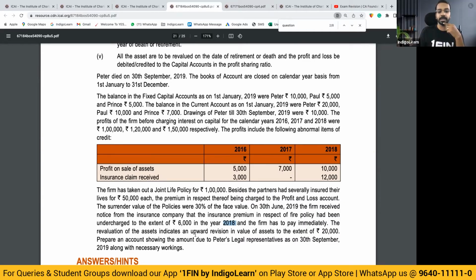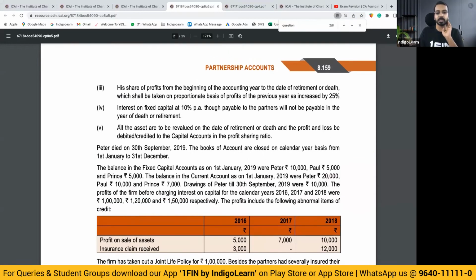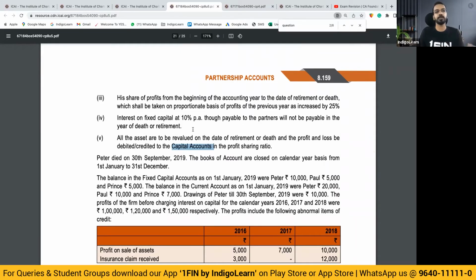Then the revaluation of the asset indicates an upward revision in the value of asset to the extent of 20,000. Prepare an account showing the amount due to Peter's legal representatives as of 30th September. Other than a lot of calculations, and because it is given in a text format, this question is not very complicated. As we take up each adjustment, we'll be able to understand that. Here you have said assets to be revalued on the date of retirement and profit and loss to be debited and credited to the capital accounts in the profit sharing ratio. So here we'll credit it to capital accounts, not to current accounts. You can credit it to current accounts if this was not there, but otherwise you'll have to do that.